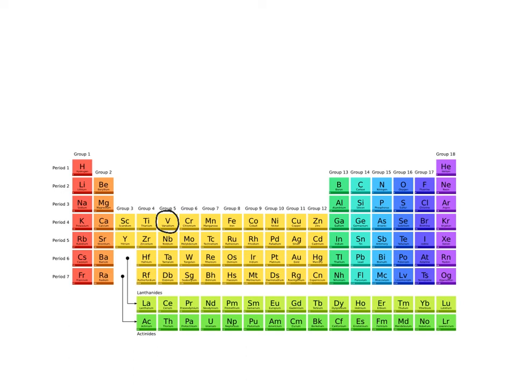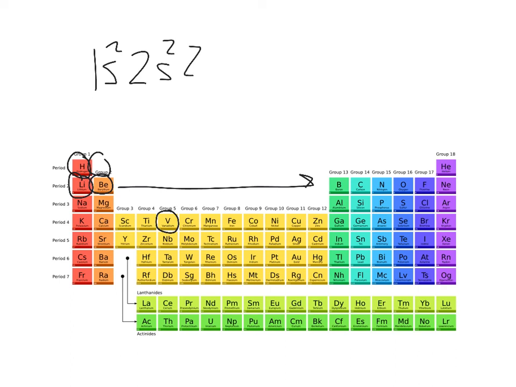So hopefully you gave yourself a shot. You should have started at the 1s. So 1s2, 1, 2. Then we move down to the 2s2. Move all the way across to the 2p. 1, 2, 3, 4, 5, 6. Nowhere to go, so I go down to 3. 3s2.